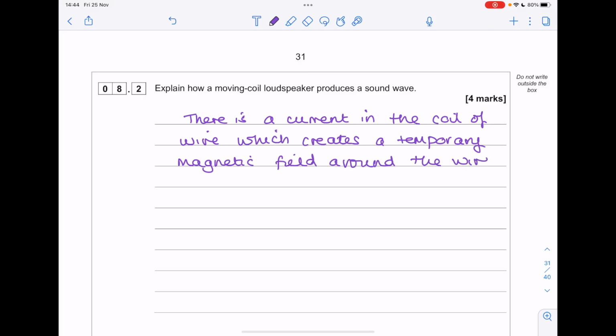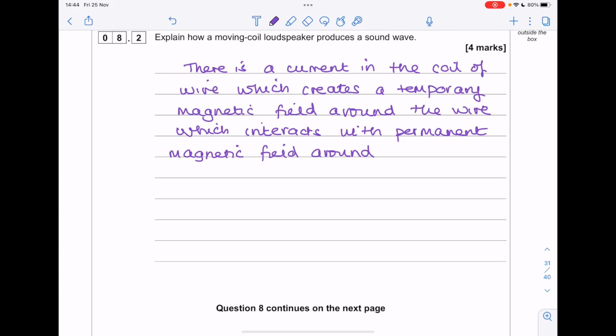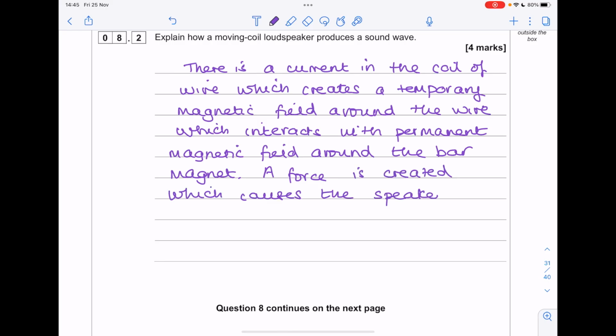Crucially, this temporary magnetic field interacts with the permanent magnetic field around the bar magnet. A force is created which causes the speaker cone to move. And remember, it's those cone movements which cause vibrations in the air that create a sound wave.